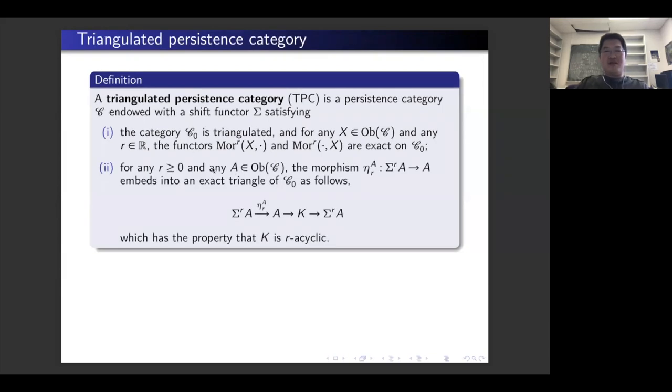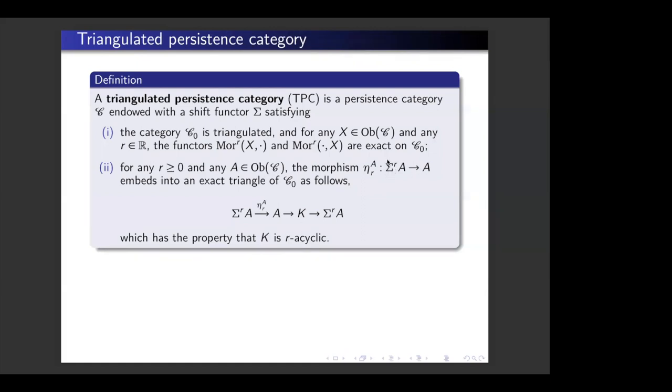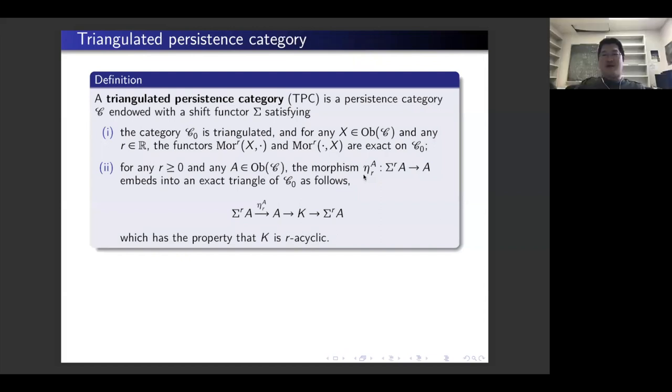The second condition is important. For any R and any object A, this morphism, so again, recall what this morphism is. This comes from the shift functor. You have this morphism sigma R A goes to A, but unfortunately it lies in filtration minus R, then you shift up to zero. Then you get eta R A. This is basically a morphism at level zero. Once you have the morphism at level zero, it embeds into an exact triangle in C0, such that this cone is R-acyclic. Okay, that's all. That's the condition for what a TPC is.